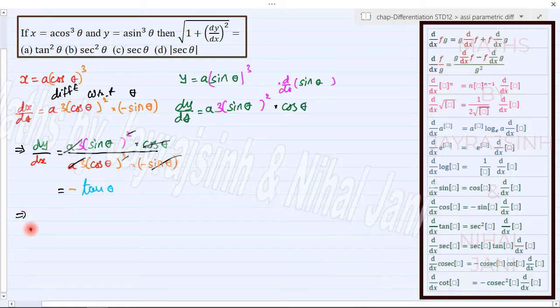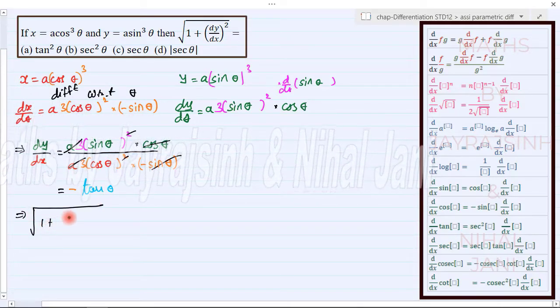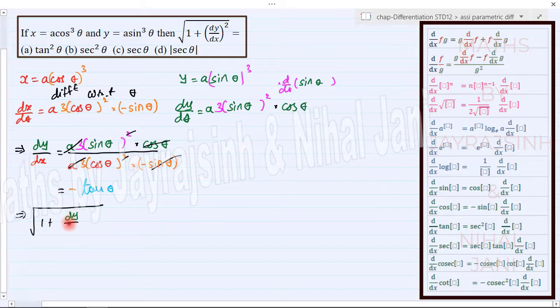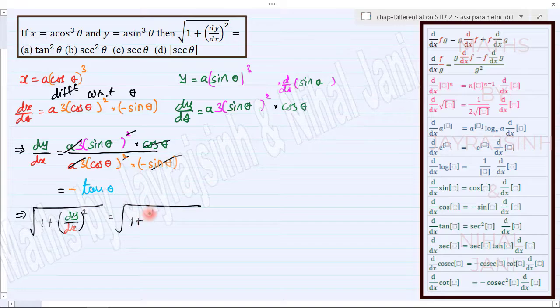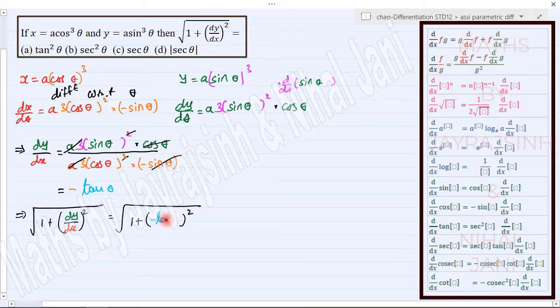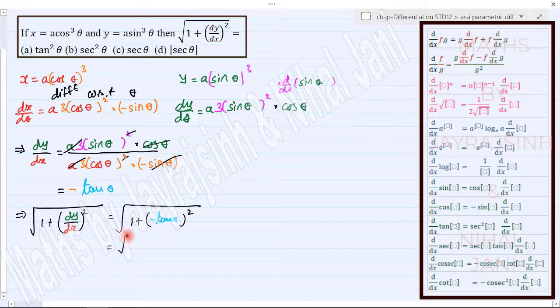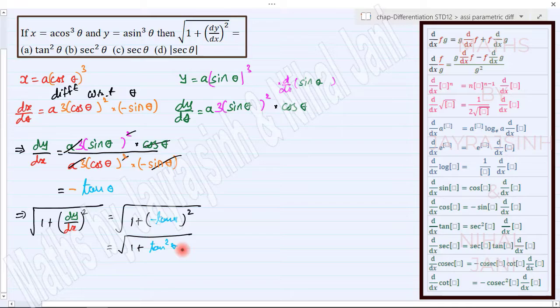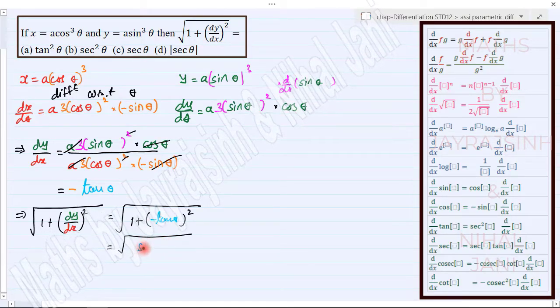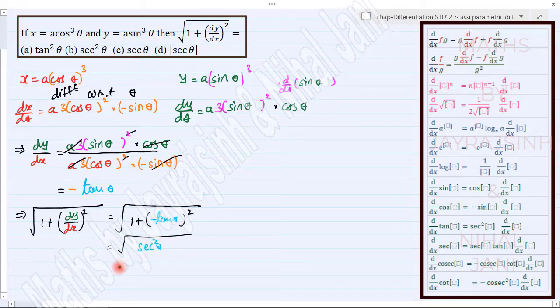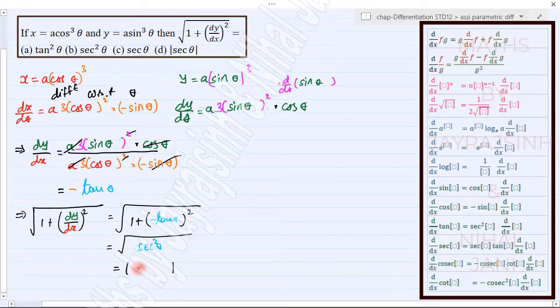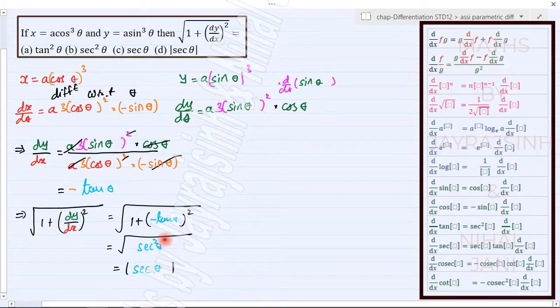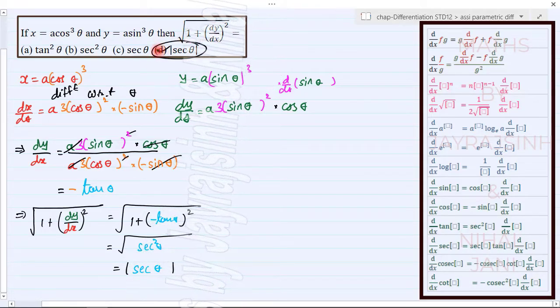But if you remember, you have to find the square root of 1 plus dy by dx the whole square. So let's substitute the value of dy by dx, which is minus tan theta. So we will get the square root of 1 plus tan square theta, and 1 plus tan square theta is sec square theta. So here we have the square root of a whole square, so we will get mod sec theta, which is given in option D. Ta-da!